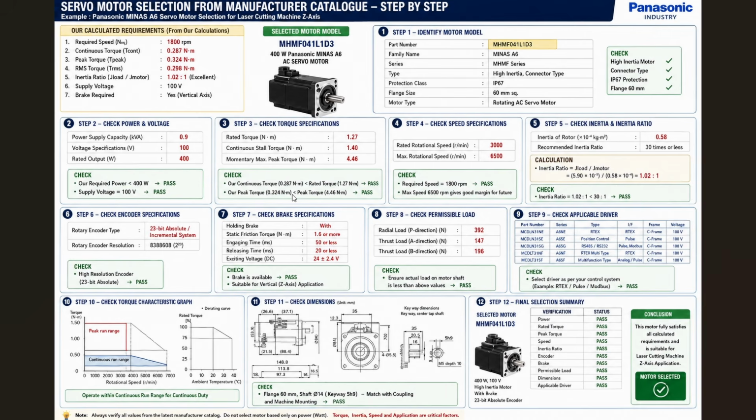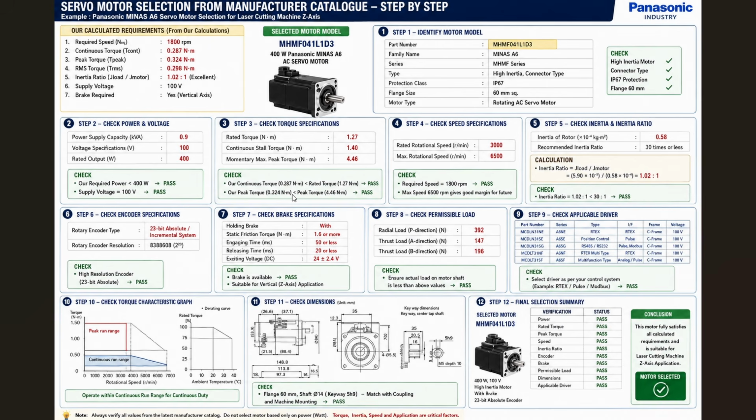So the next step is check speed specification. Motor rated speed is 3000 rpm and motor maximum rotational speed is 6500 rpm. Our required speed is 1800 rpm and motor rated speed is 3000 rpm. So our required speed, which is 1800 rpm, is less than 3000 rpm. So the motor satisfies our speed requirements.